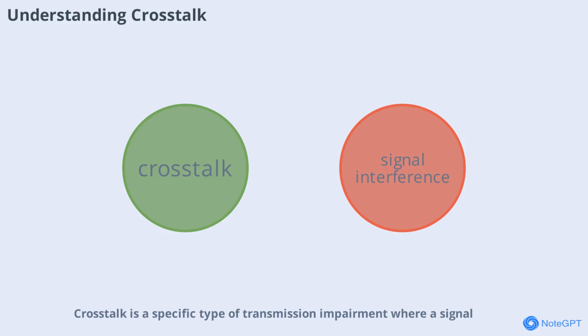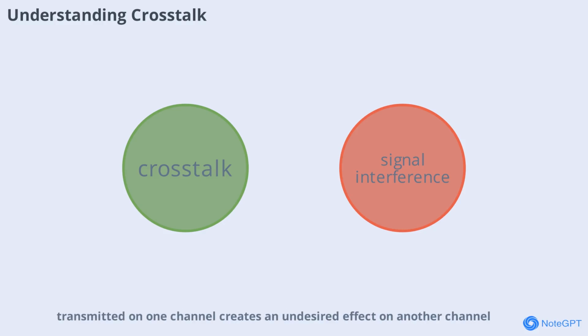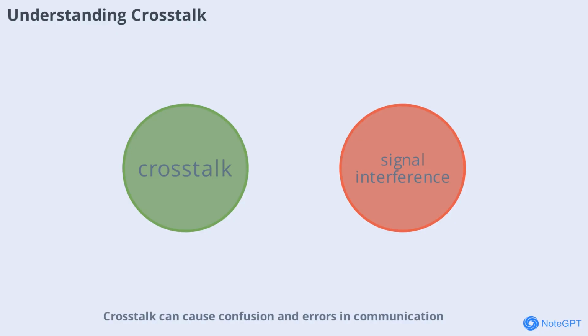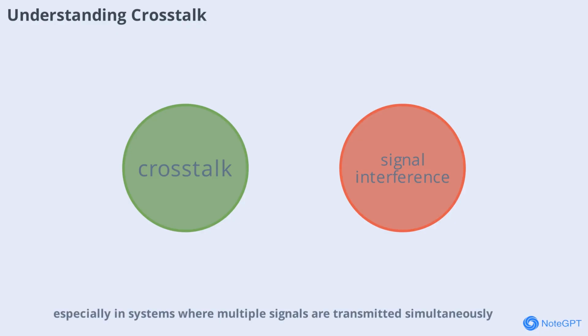Crosstalk is a specific type of transmission impairment where a signal transmitted on one channel creates an undesired effect on another channel. This usually happens when wires or channels are placed too closely together, allowing signals to leak from one to another. Crosstalk can cause confusion and errors in communication, especially in systems where multiple signals are transmitted simultaneously. Engineers combat crosstalk by using shielding, proper cable design, and careful channel assignment to keep signals separate and clear.